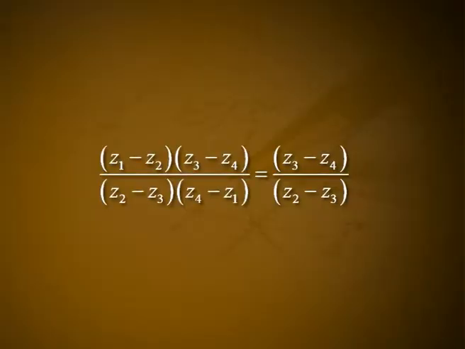If one of the points, say z1, tends to infinity, the quotient of those two differences which contain z1 is replaced by 1, that is (z1 - z2)(z3 - z4)/((z2 - z3)(z4 - z1)) is equal to (z3 - z4)/(z2 - z3).